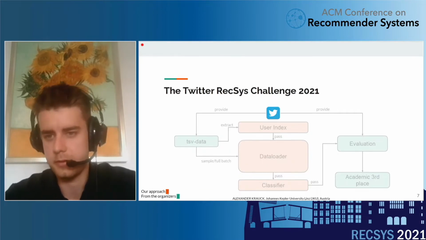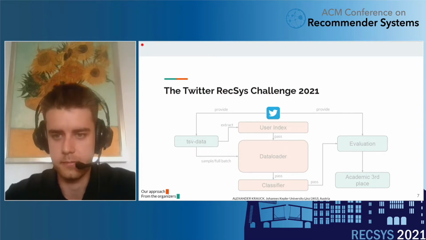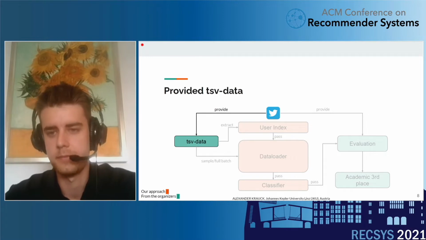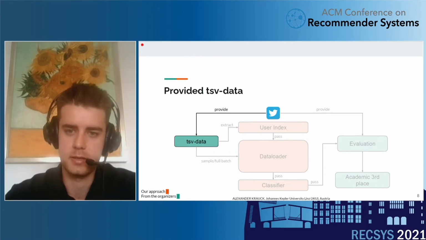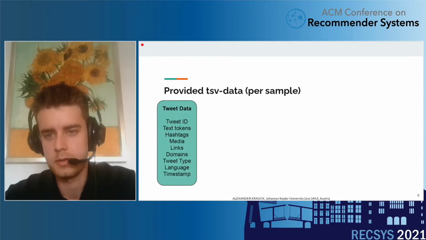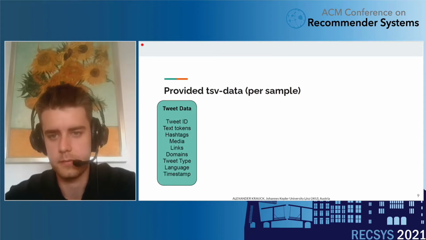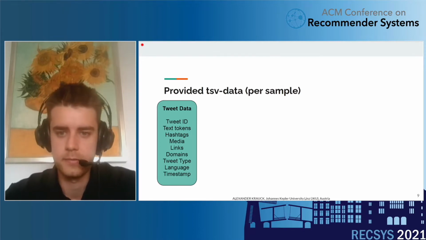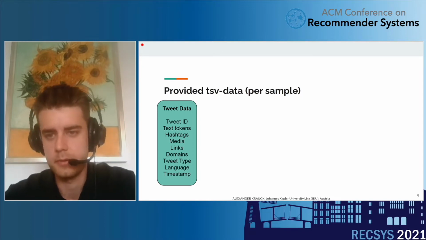The next step for our pipeline was to look at the features in the tab-separated data. The data can be roughly split into tweet data, which consists of the tweet ID, the text tokens, the hashtags, media, links, domains, tweet type, language, and timestamp.